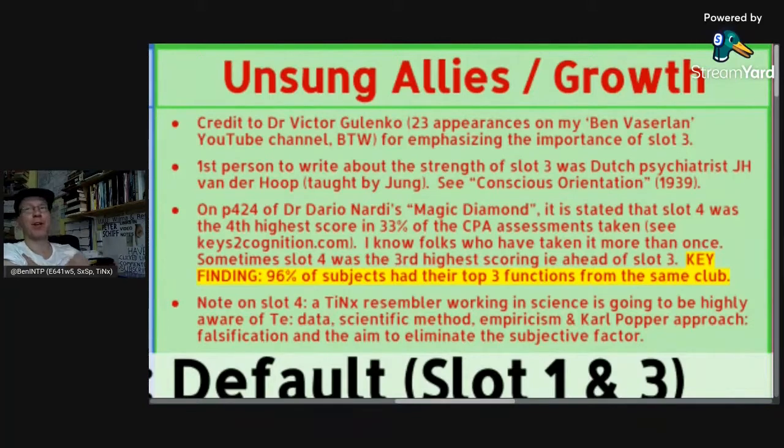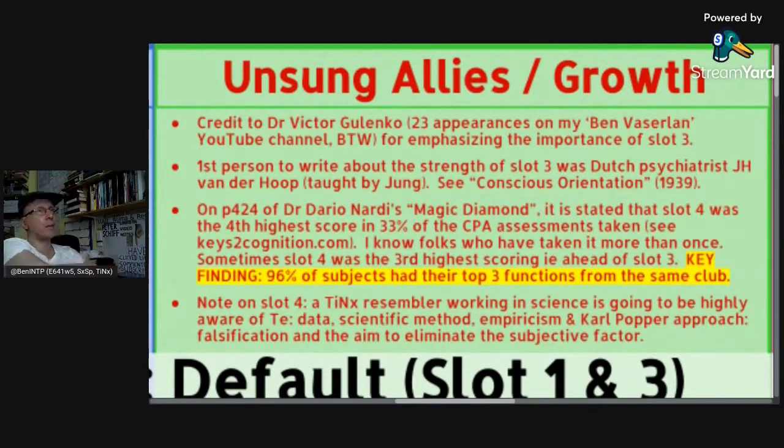First person to write about the... Okay, van der Hoop. On page 424 of Dario Nardi's Magic Diamond, it is stated that slot 4 was the fourth highest score in 33% of CP assessments taken. Now, the thing is, slot 4 was also sometimes slot 3, and sometimes the tertiary was also third highest. So this is what I mean about it being mostly in line with Dario's data, because someone's development will make certain functions higher than others.